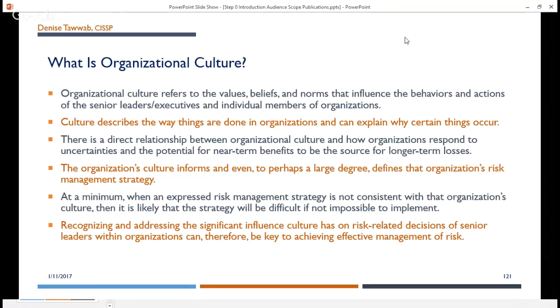The culture informs, and perhaps to a large degree defines, the organization's risk management strategy. At a minimum, when an express risk management strategy isn't consistent with the organization's culture, then it is likely that the strategy will be difficult, if not impossible, to implement. Recognizing and addressing the significant influence that culture has on risk-related decisions of senior leaders can be key to achieving effective risk management.